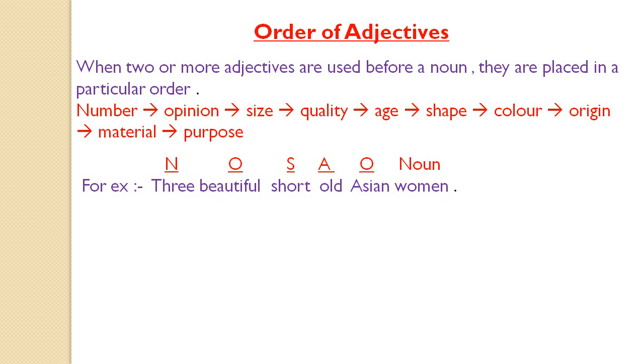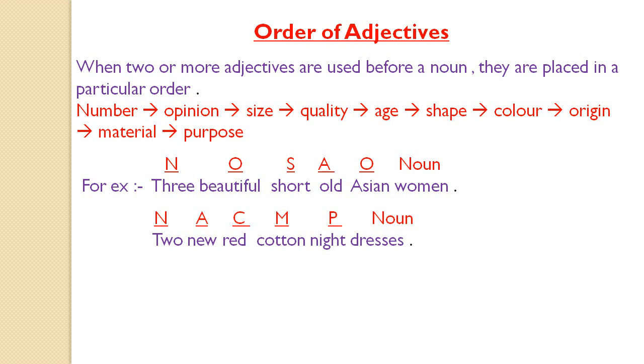So first, according to the order, I have got 3, that is number. Then beautiful. Beautiful is my opinion. Then short, it is telling about the size. Then old. Then origin. Origin is Asian. And then I have used all these adjectives for the noun woman. So we should always remember the order of adjectives for placing in any sentence.